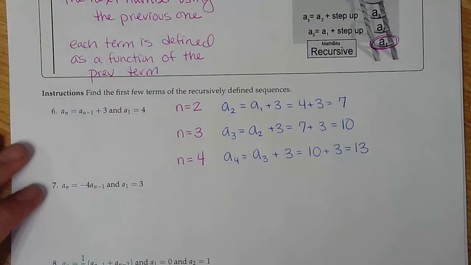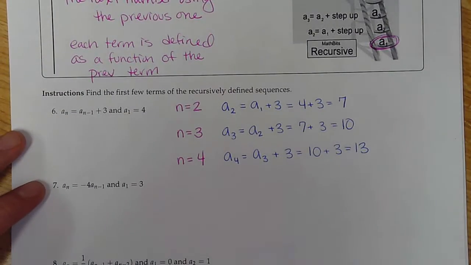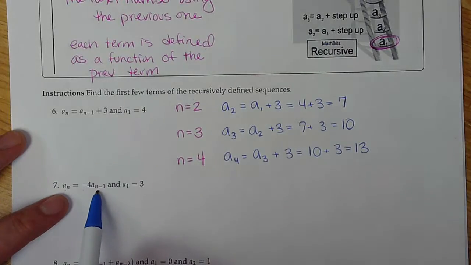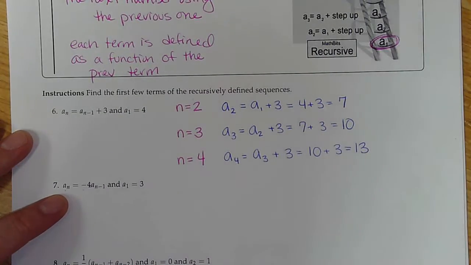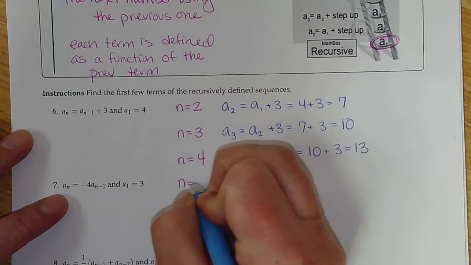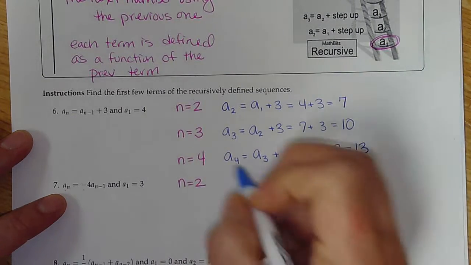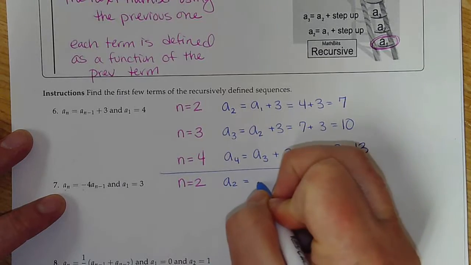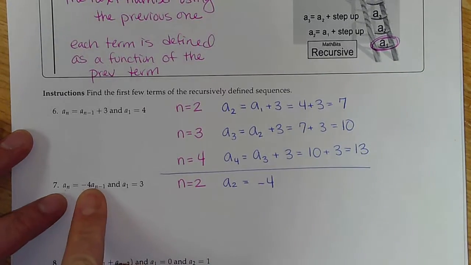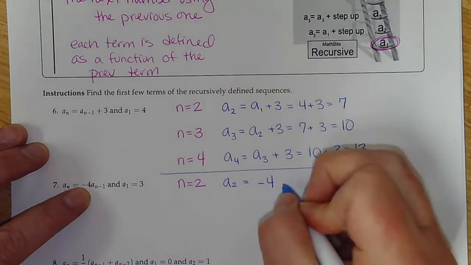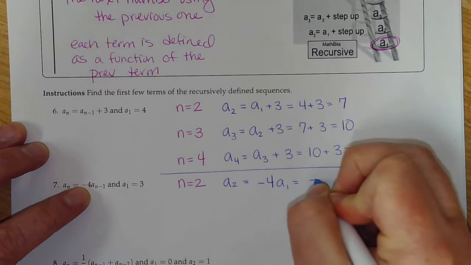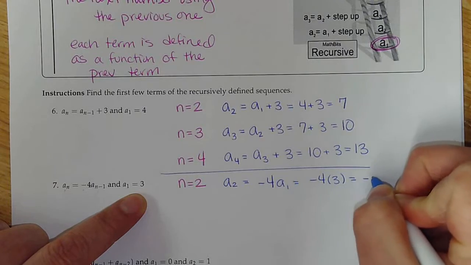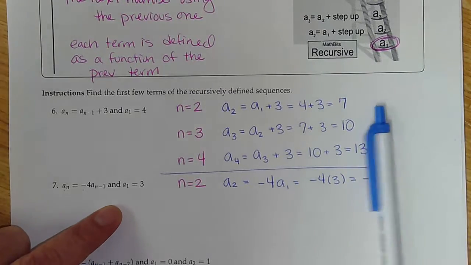All right, so let's try number 7. We have a sub n is equal to negative 4 times the term before. So when n is equal to 2, that's going to give us a2. So a2 is going to be negative 4 times a of 2 minus 1, so times a1. So I get negative 4 times 3, which gives me negative 12.